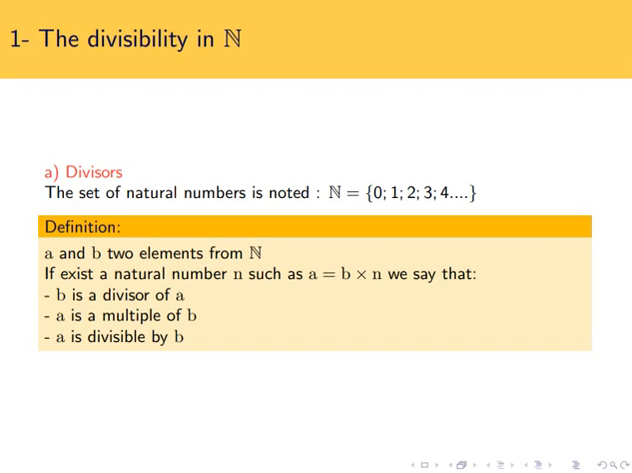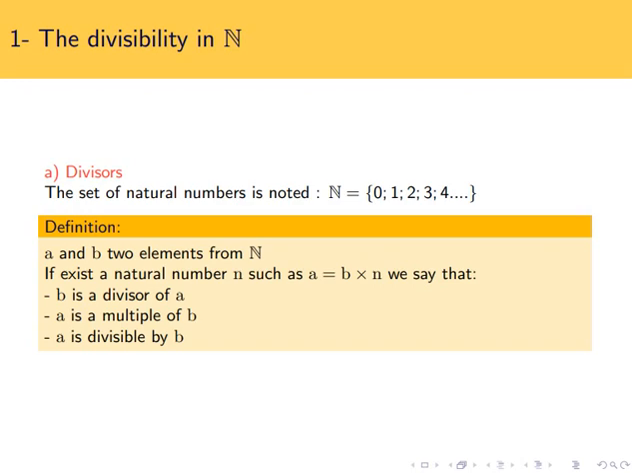Divisibility in N. Divisors. The set of natural numbers is noted as N. It contains all natural non-negative numbers: 0, 1, 2, 3, 4, 5, etc.